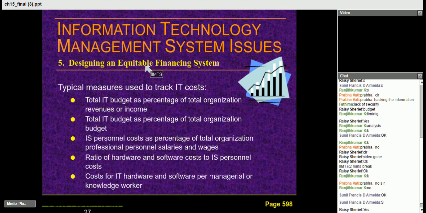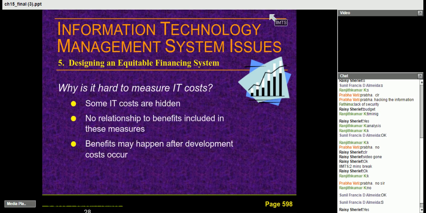Then designing an equitable financing system. Total IT budget as a percentage of total organizational revenues or income. Total IT budget as a percentage of total organization budget. Then information system personnel costs as a percentage of total organizational professional personnel salaries and wages. Ratio of hardware and software cost to IS personnel cost. Costs of IT hardware and software per managerial or knowledge worker.